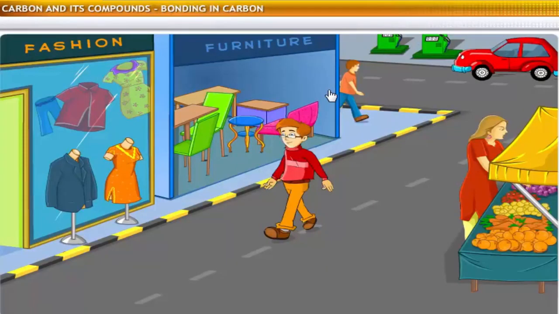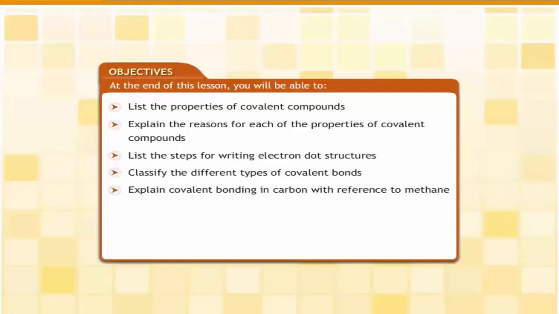Carbon compounds are all around us. In our clothes, furniture, food, and body. To understand why carbon forms so many compounds, we need to look at bonding in carbon. In this lesson, you will learn about bonding in carbon and the different types of covalent bonds.